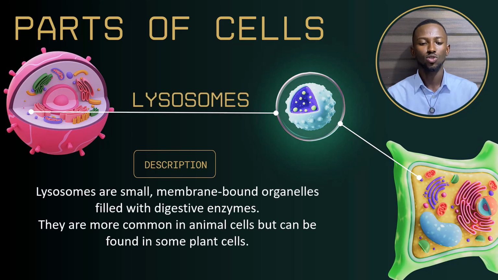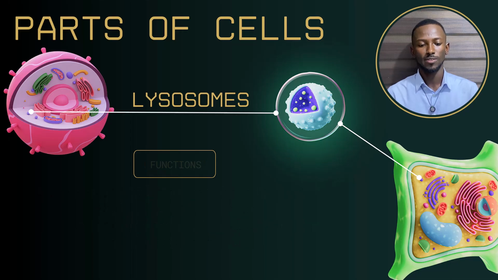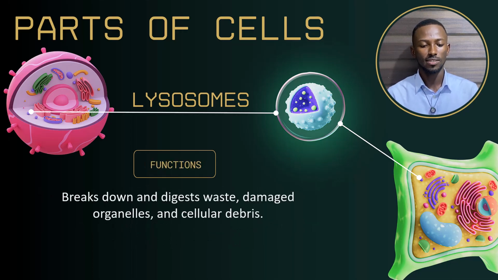Now we have lysosome. What is the description before we move to function? Lysosomes are small membrane-bound organelles filled with digestive enzymes. They are more common in animal cells but can be found in some plant cells. What are the functions of lysosomes? Functions, let's look at this.